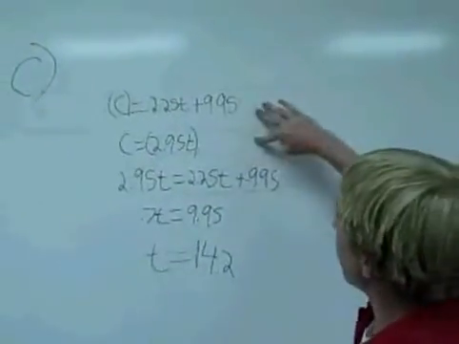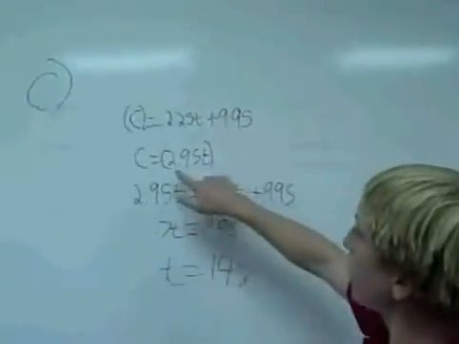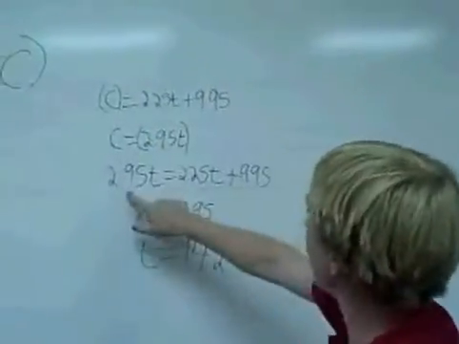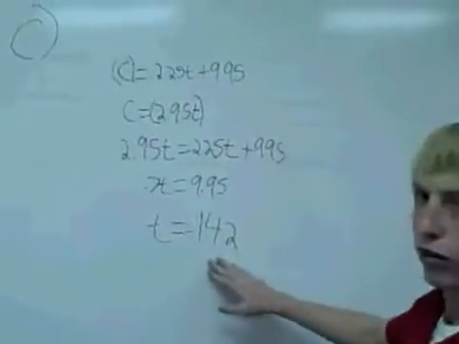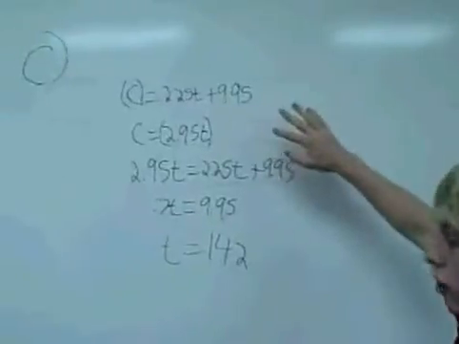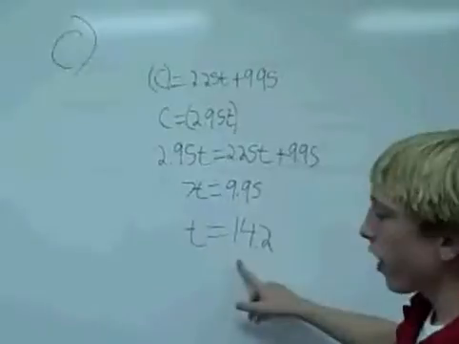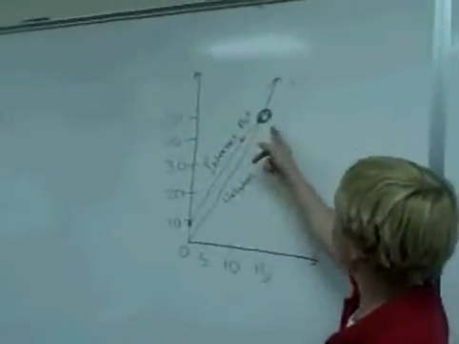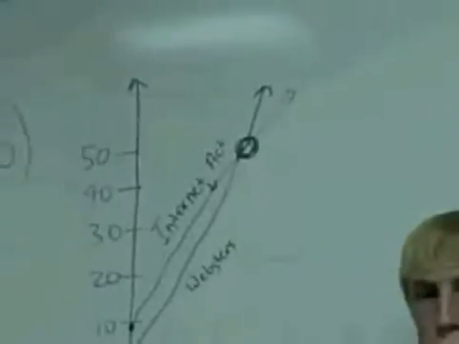And what we do here is we have the two equations, and we use substitution. Substitute that to equal that, and then we solve from there, and we get the time that the cost will be equal, after which 14.2 hours the cost of the two companies for internet will be the same. And this is represented on the graph by the intersection over here. That's at 14.2, and that's when the two companies' cost is the same.